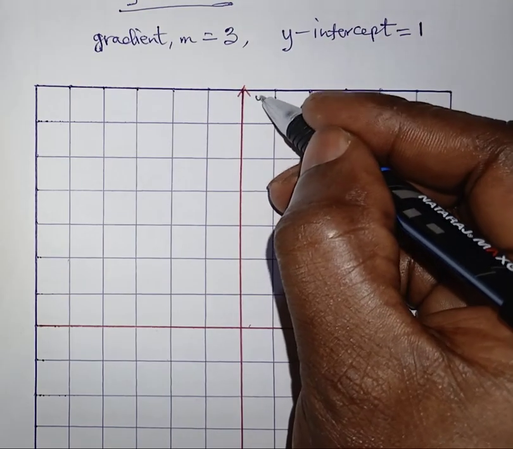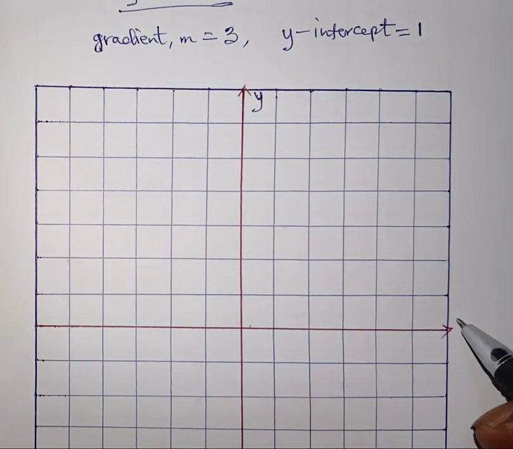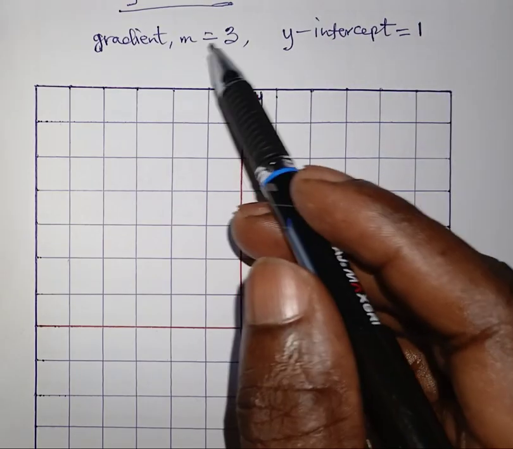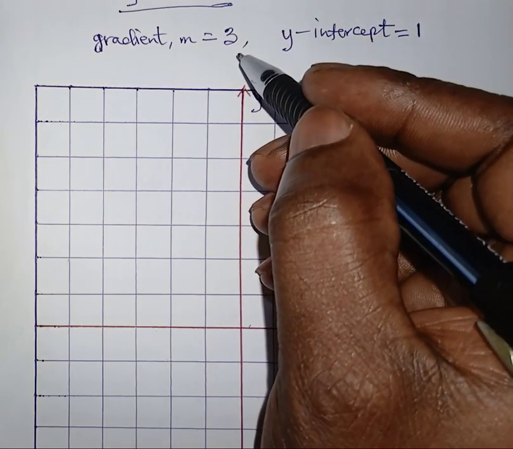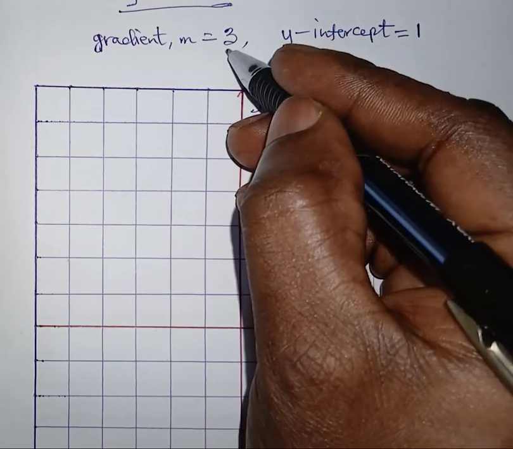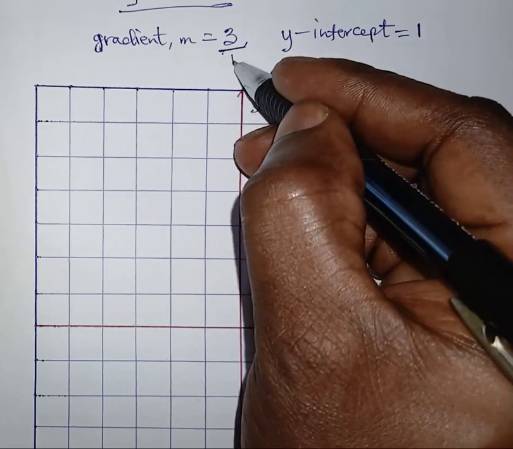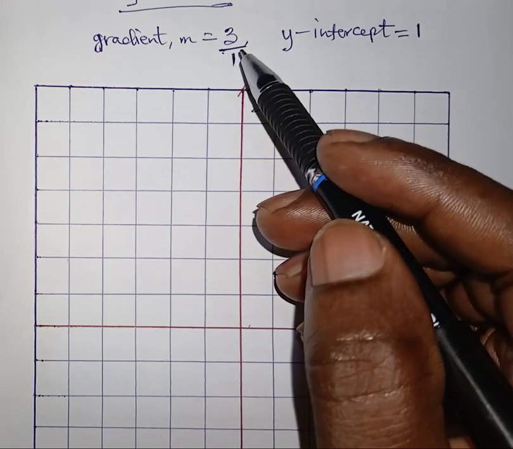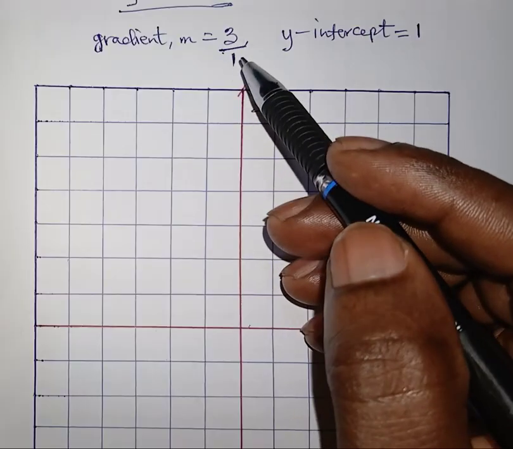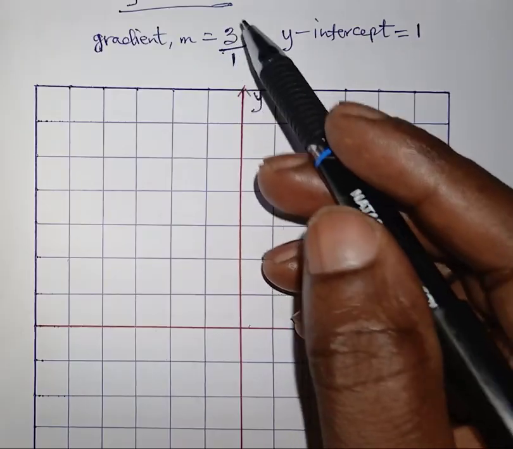So this is my y-axis and this is my x-axis. Great. Now we are going to use this one to draw the graph, but note that this is the same as is divided by 1. Yes, so whenever you have it standing alone like this, it means that it is divided by 1. So we are going to take this as a fraction.